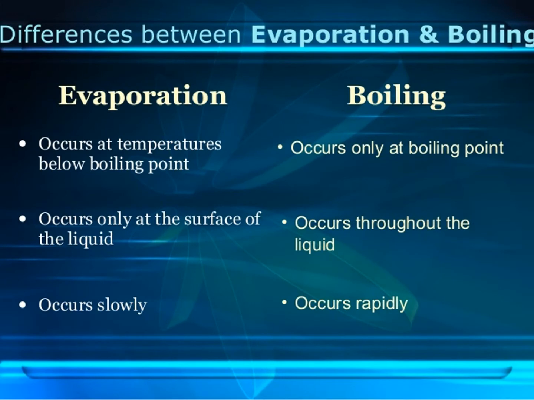Here we will discuss together the differences between evaporation and boiling. First one, evaporation occurs at temperatures below boiling point. As we studied, the boiling point for water is 100 Celsius. Below 100 Celsius, we will have evaporation. At 100 Celsius and more, we will have the boiling process. Boiling occurs only at boiling point.